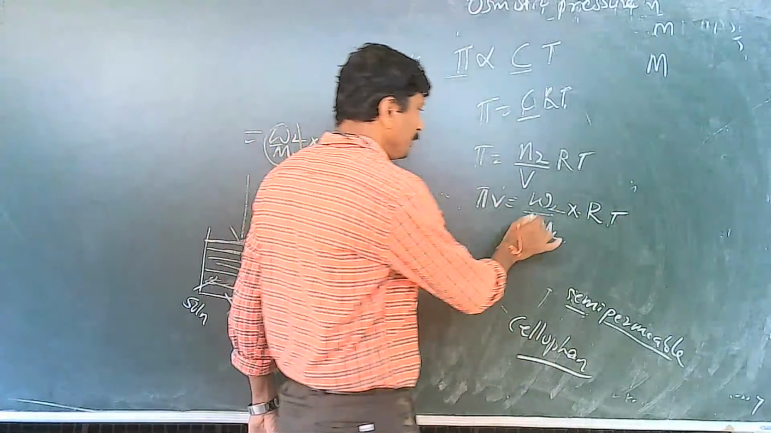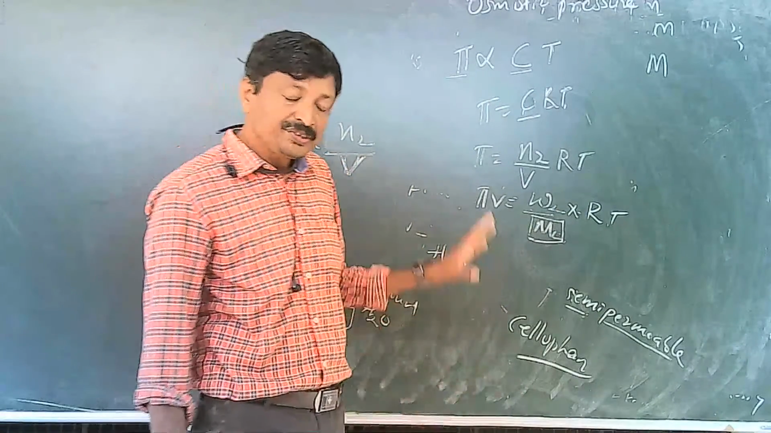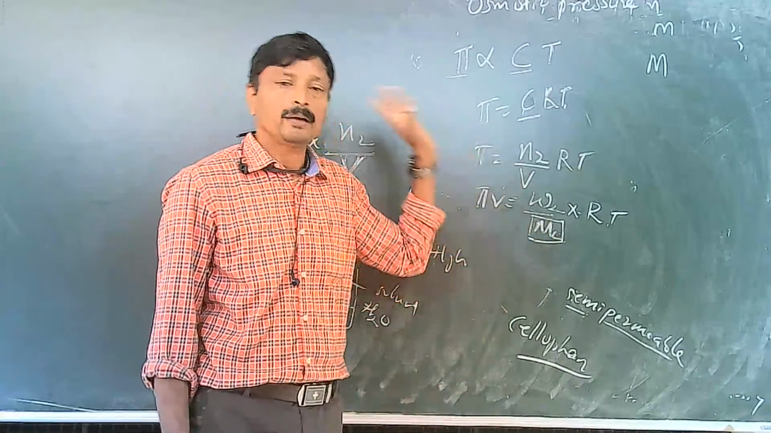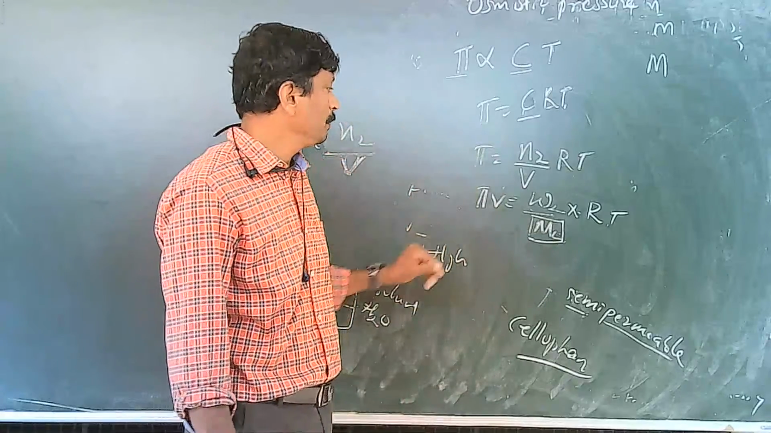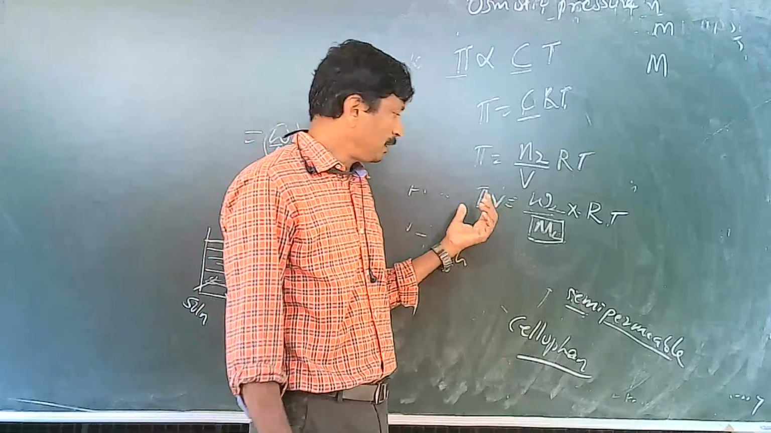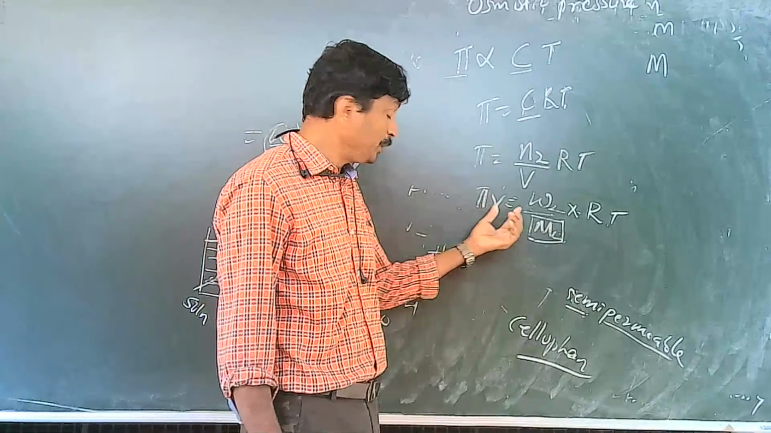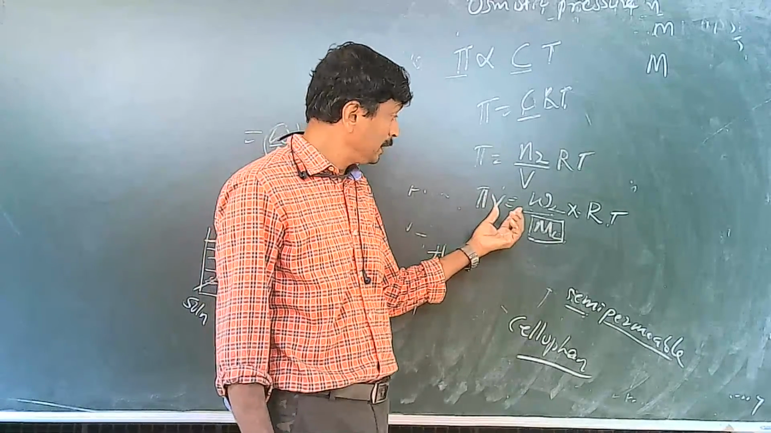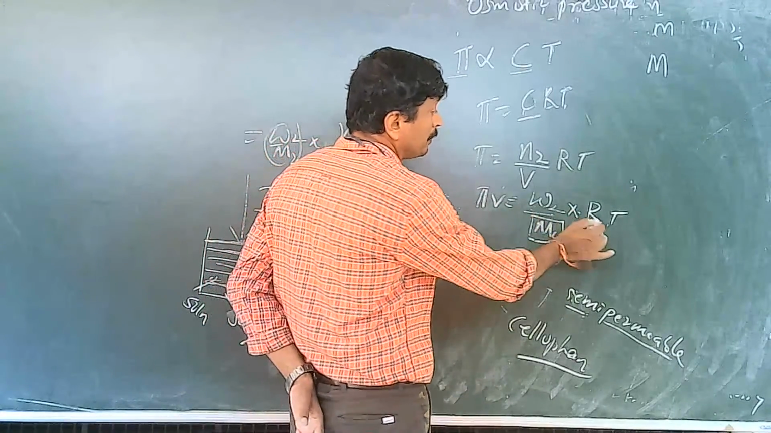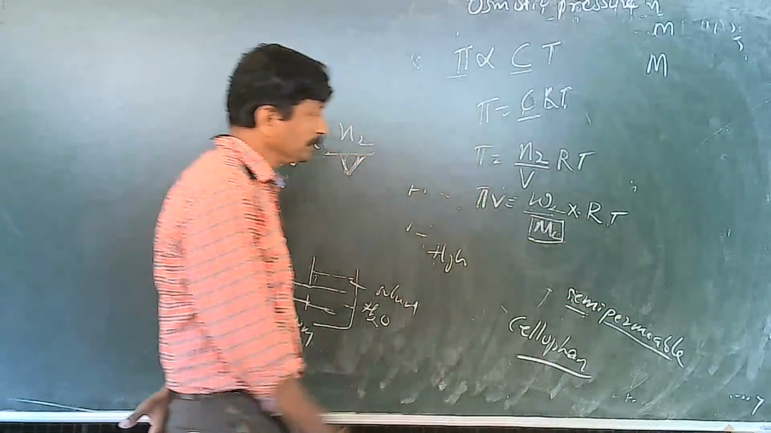Here, what is this M2? M2 is the molar mass of the solute. This is the fourth colligative property method. You can determine the molar mass of the solute. For that, what quantities do you have to know? You have to know pi, the osmotic pressure, V, the volume of the solution in liters, W2, the mass of the solute, R, the gas constant, and T, the temperature in Kelvin.